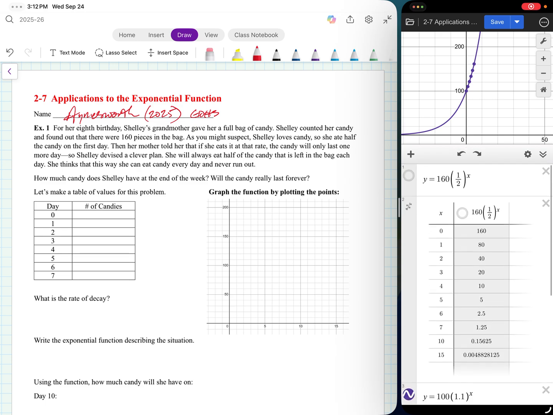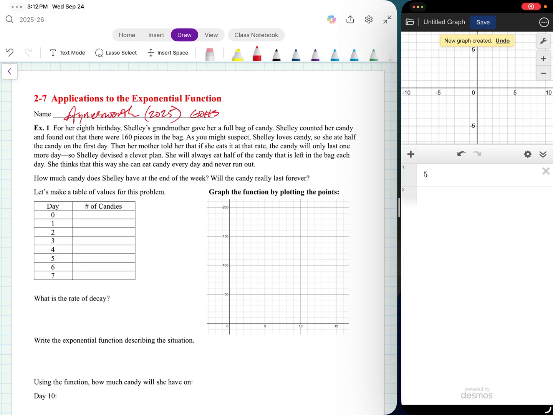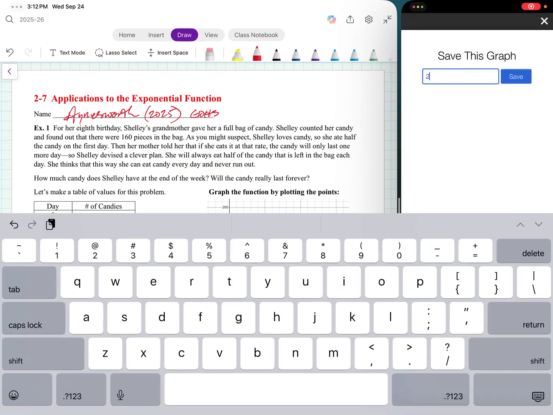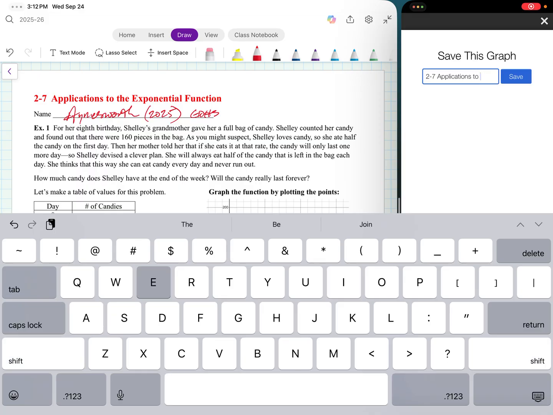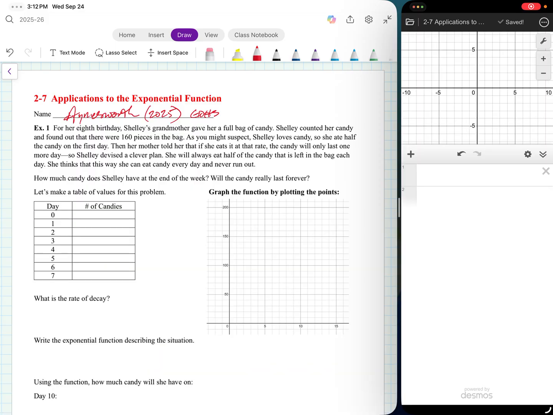Okay, so let's get started here. Go ahead and open up a new Desmos file, call it 2-7. So just type something in, select save, and label it 2-7. All right, just read the title up there: Applications to Exponential Functions. You can abbreviate if you want. All right, you can save all your work, and I suggest you do that. So let's get started.